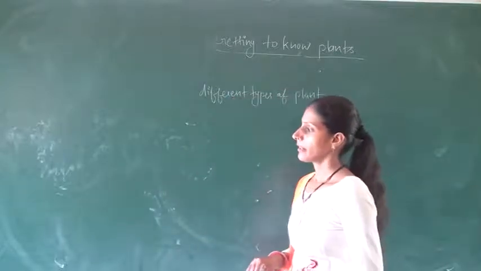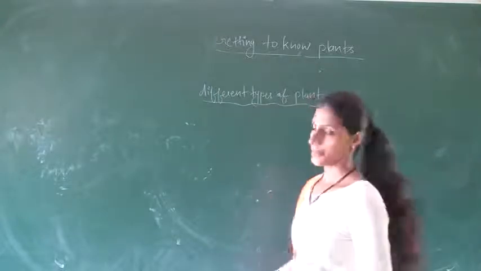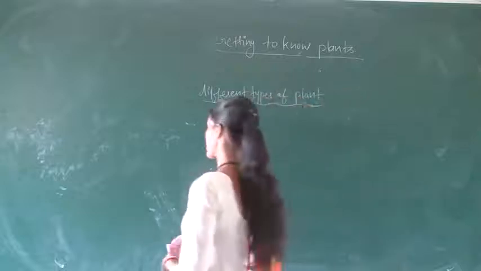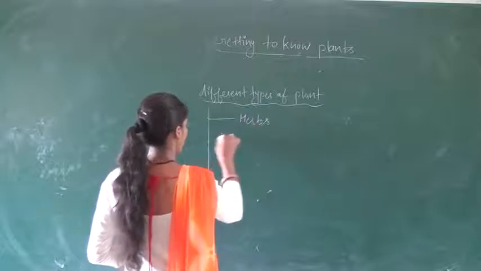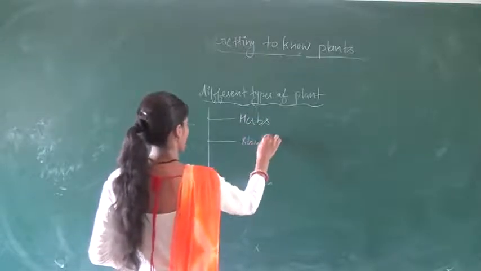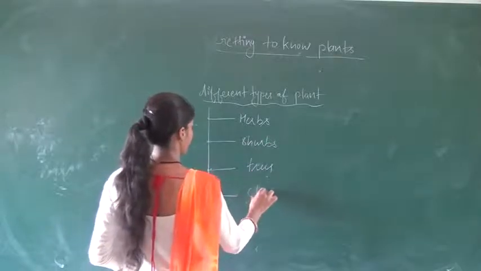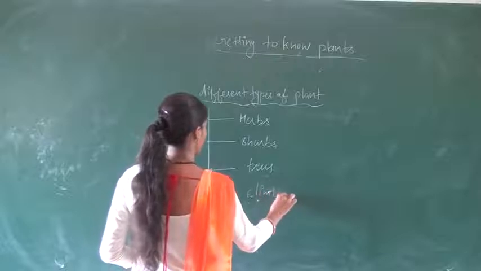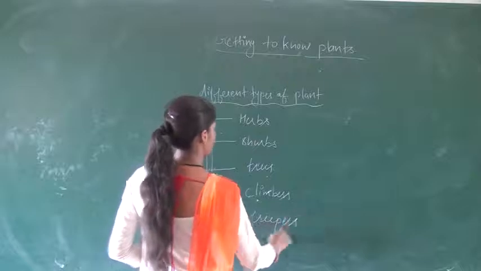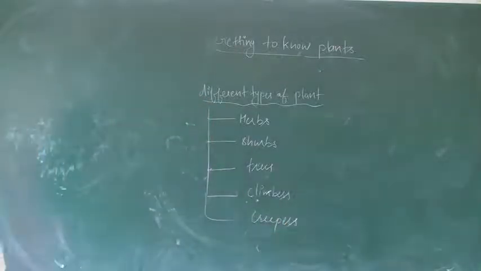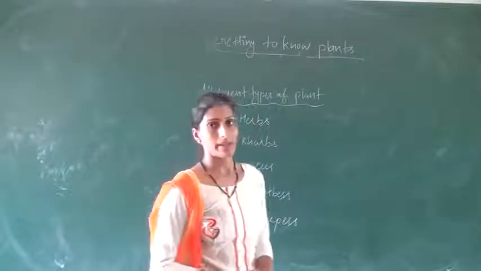Now here we will discuss different types of plants. There are many types of plants such as herbs, shrubs, trees, climbers and creepers. These are the different types of plants.